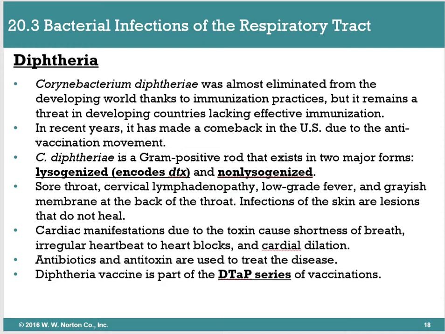Now, if you have diphtheria, the treatment is antibiotics as well as an antitoxin in order to treat the disease. And also a good preventative method is doing the vaccine, which is that DTaP series. So D stands for diphtheria, T is for tetanus, and A is for pertussis. So it's a combination vaccine. But here are some pictures of diphtheria.